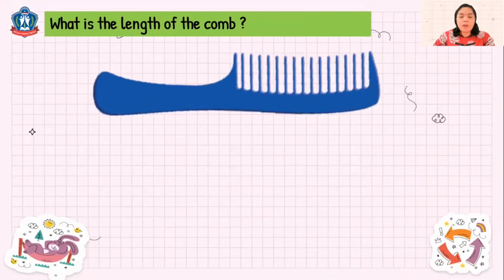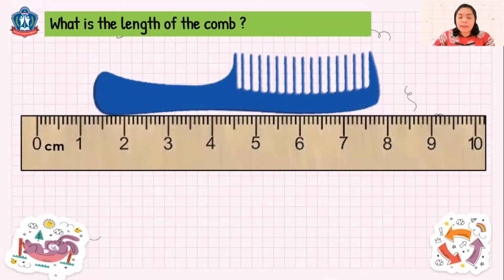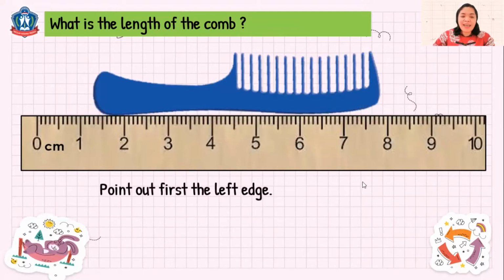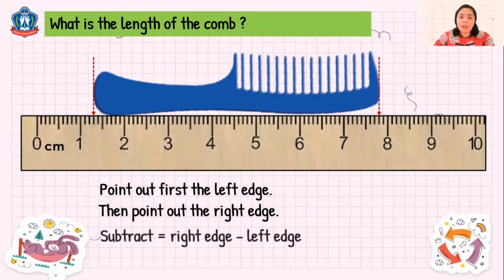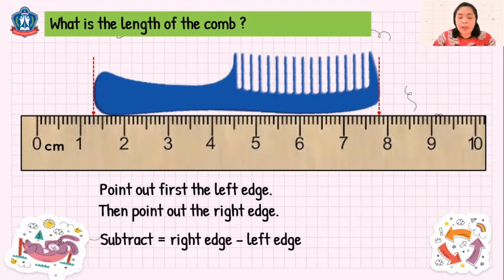Okay, I have here a comb. This is still the same with the blue rectangle earlier. Can you find the length of the comb? So again, all you need to do is to find the left edge and the right edge, then subtract them, and you can find the length of this comb. Okay, try to find the length of this comb, children, and share your answers during our Zoom meeting.